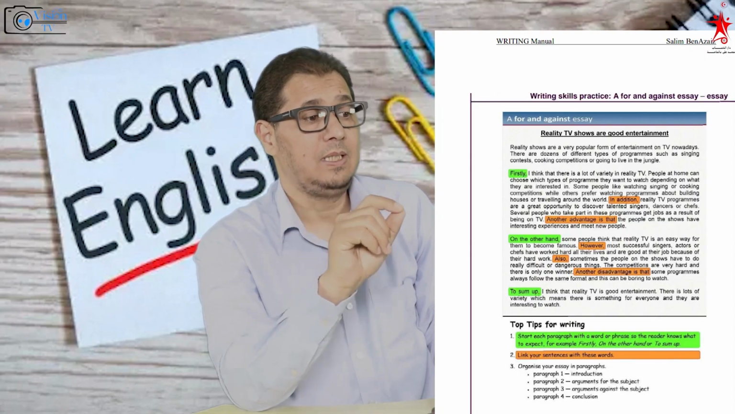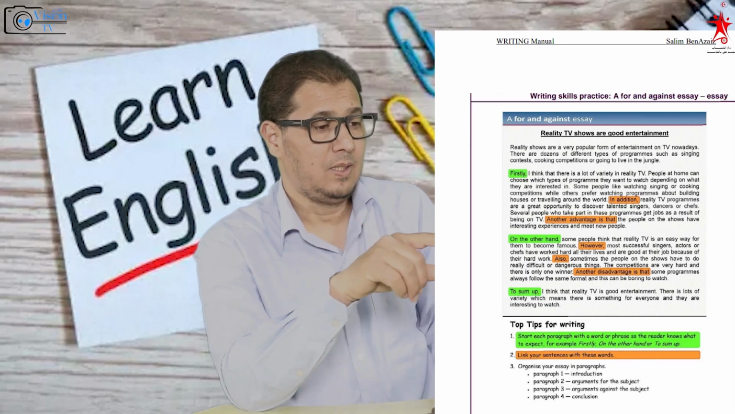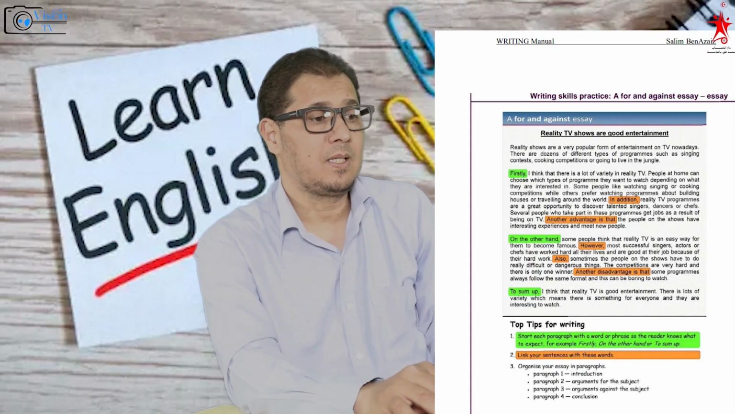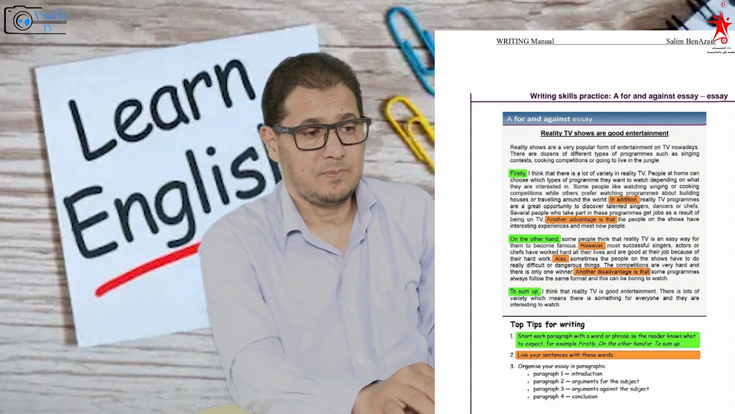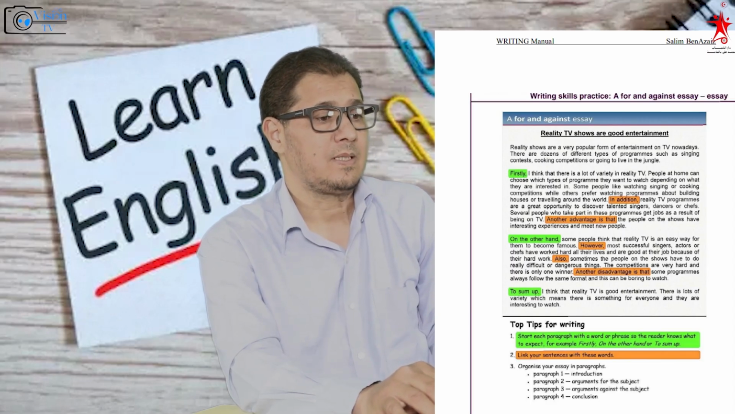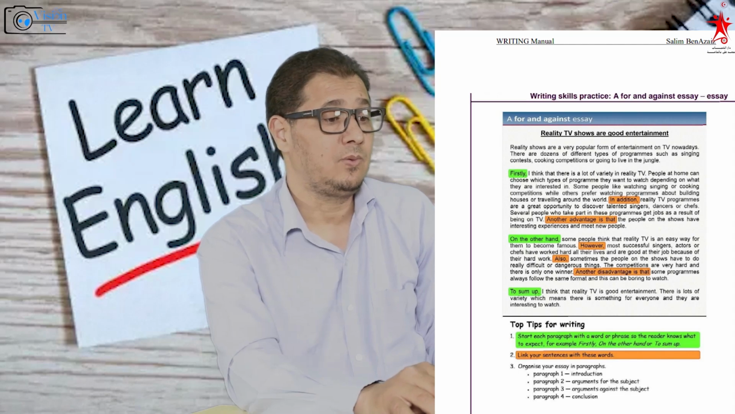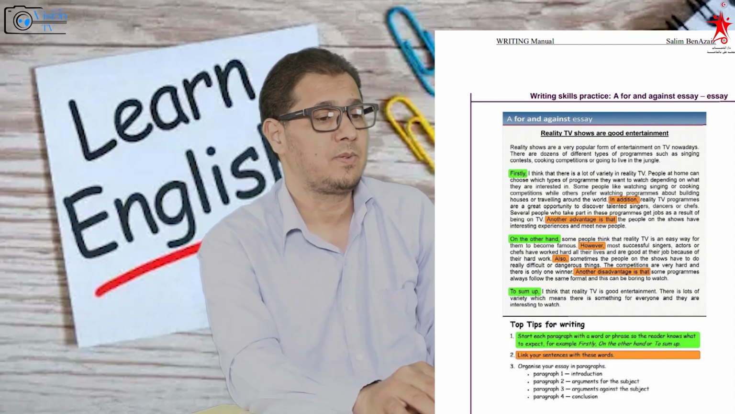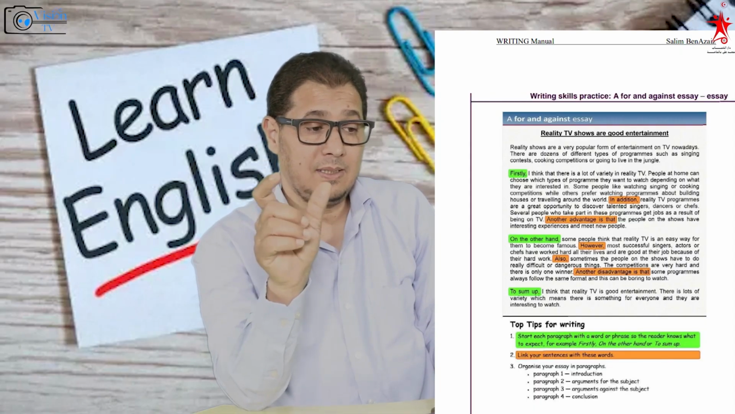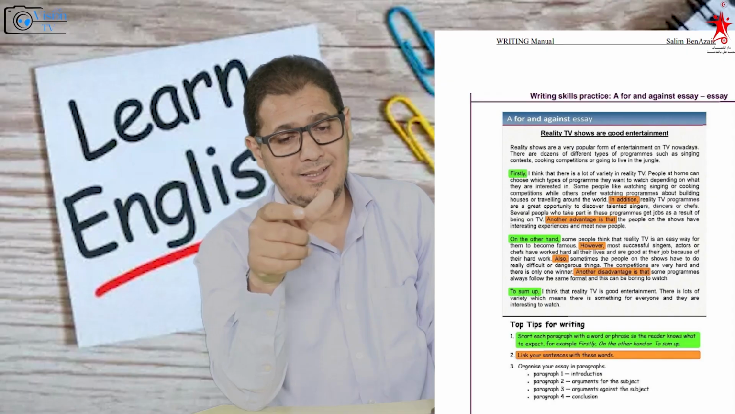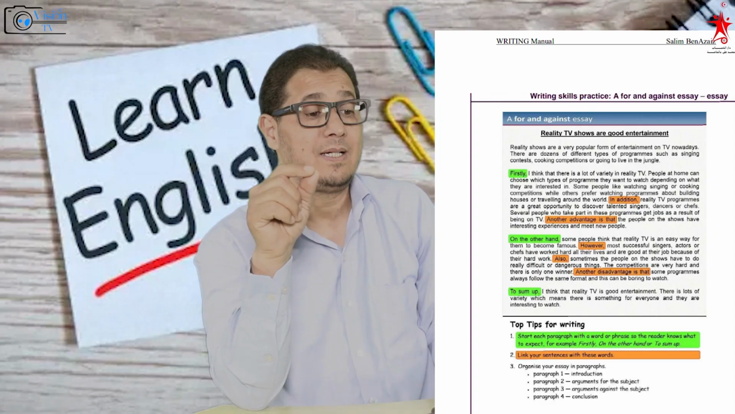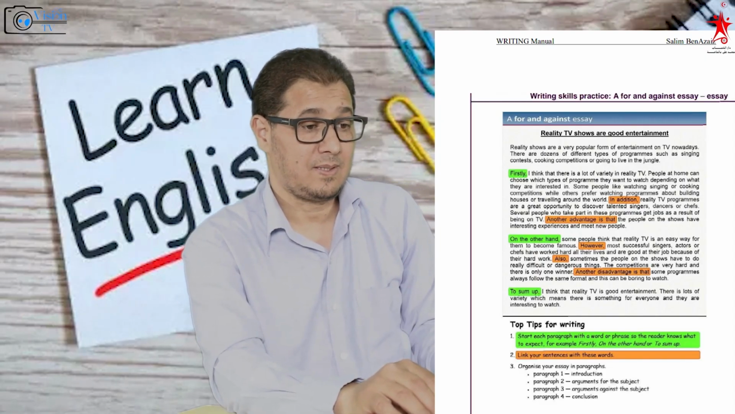The first paragraph, firstly, and this is a linking word. Linking words are in a different color here. Firstly, I think that there is a lot of variety in reality TV. People at home can choose many types of program they want to watch depending on what they are interested in. Some people like watching singing and cooking competitions, while others prefer watching programs about building houses and traveling around the world. Then, in addition, here's the linking word to move to another idea, to add another idea. In addition, reality TV programs are a great opportunity to discover talented singers, dancers, or chefs.